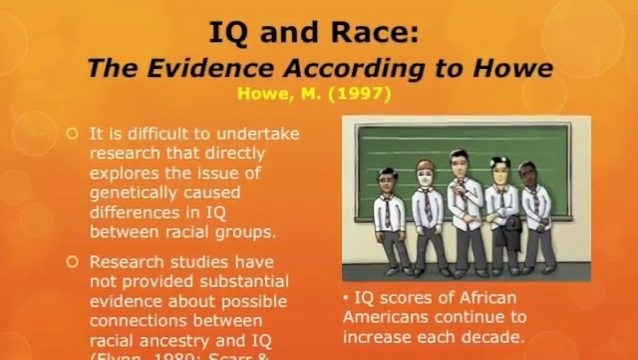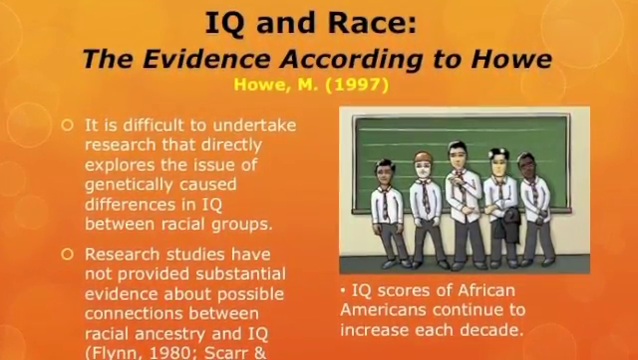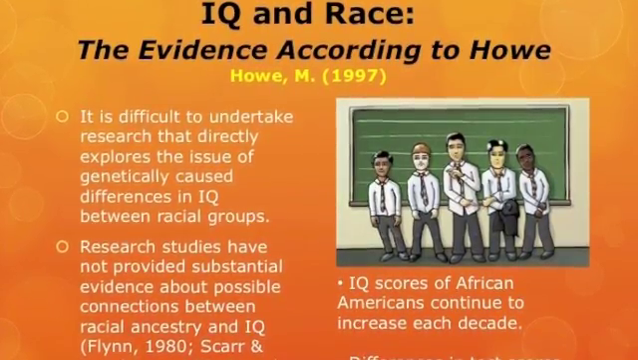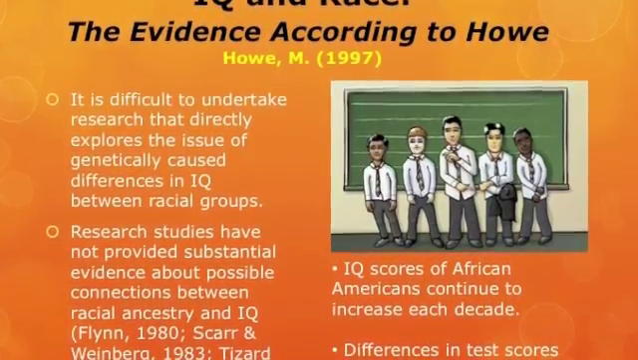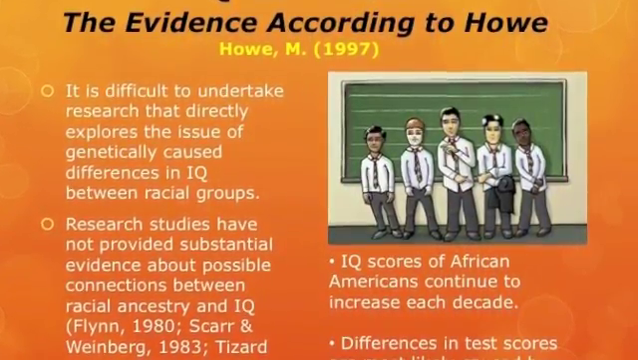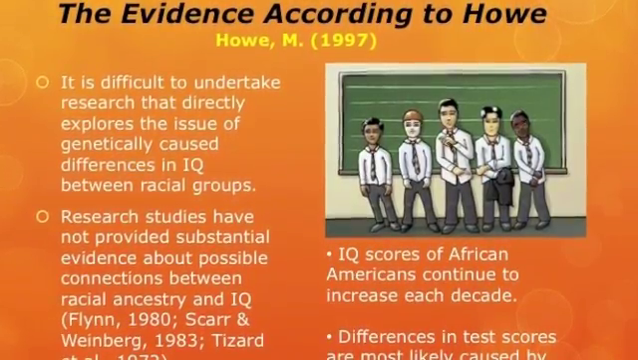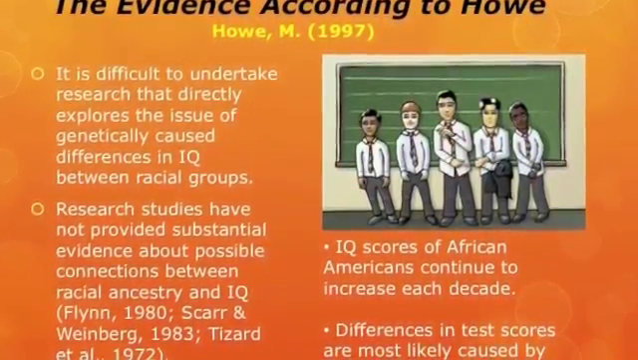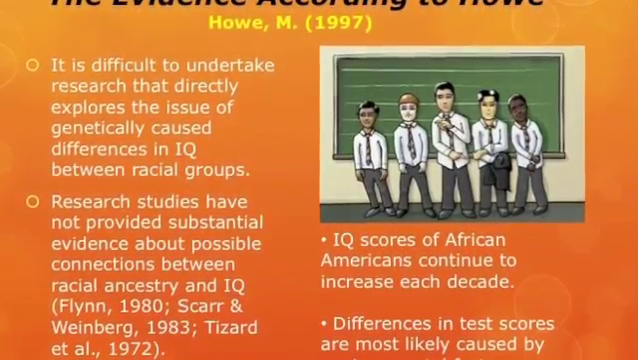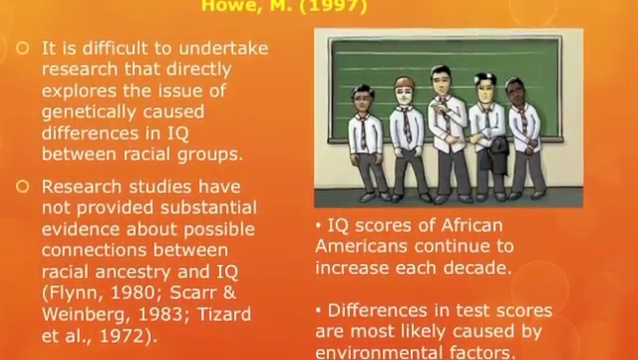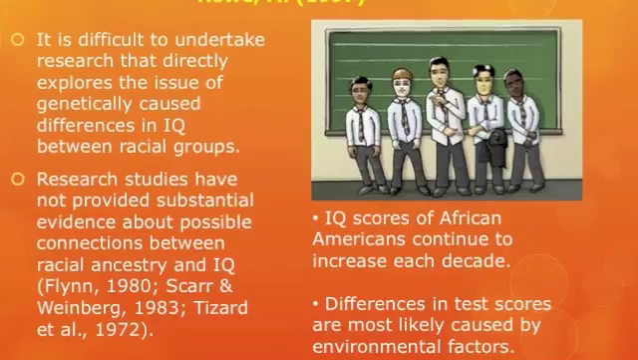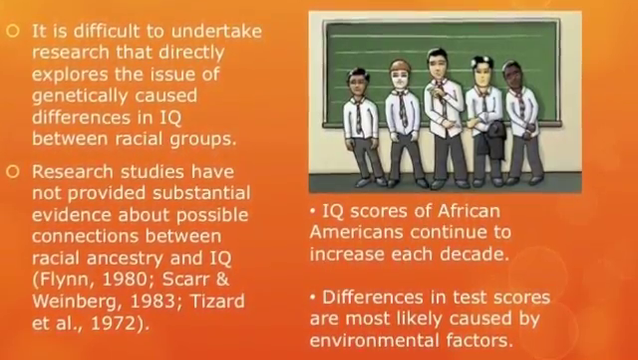Those opposing the view that genetics solely or predominantly influences IQ contend that it is difficult to undertake research that directly explores the issues of genetically caused differences in IQ between racial groups. Research studies have not provided significant evidence about possible connections between racial ancestry and IQ. They also note that IQ scores of African Americans continue to rise with each passing decade, as more have improved access to education and other positive environmental factors.